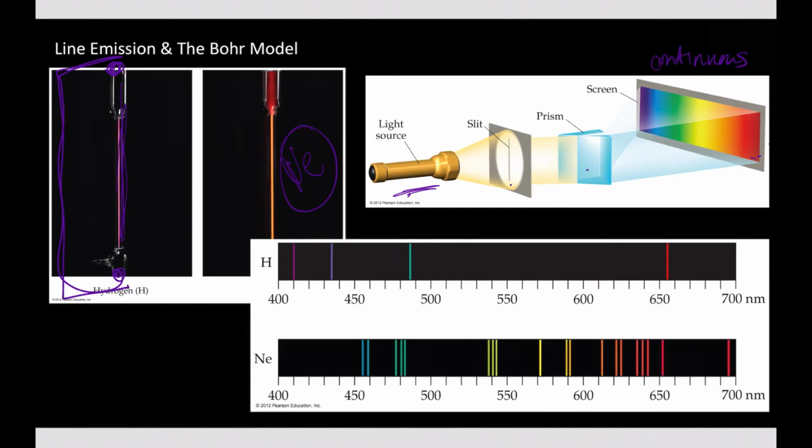But it turns out that when we do this with hydrogen and we focus it through a slit and then diffract it through a prism, instead of seeing a continuous spectrum, there are only 1, 2, 3, 4 lines that show up in the visible spectrum. There are a couple others that show up in the UV spectrum, but these are the ones that are observed in the visible spectrum. For neon, we end up with this set of lines.